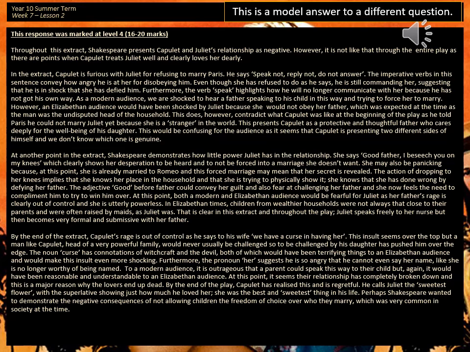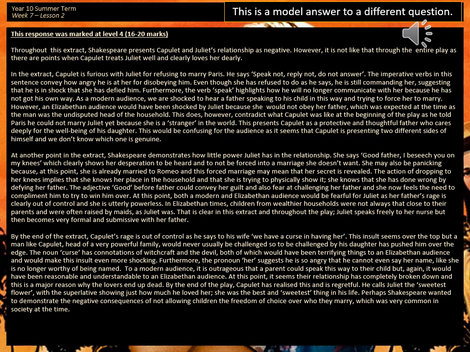As he says to his wife, "We have a curse in having her." This insult seems over the top, but a man like Capulet, head of a very powerful family, would never usually be challenged, so to be challenged by his daughter has pushed him over the edge. The noun curse has connotations of witchcraft and the devil, both of which would have been terrifying things to an Elizabethan audience, and would make this insult even more shocking. Furthermore, the pronoun her suggests he is so angry that he cannot even say her name, like she is no longer worthy of being named.